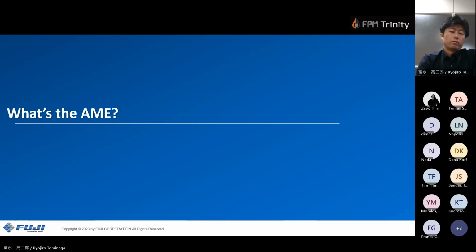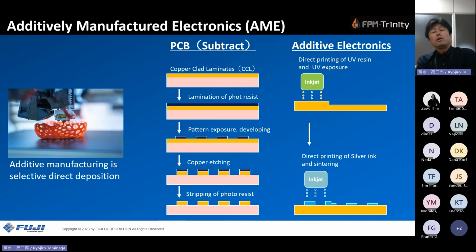Let me double check with you the definition of AME first. AME is additively manufactured electronics. As you well know, additive manufacturing is selective direct deposition. However, the current common PCB manufacturing process is the very opposite, because it mostly applies the subtractive method. In PCB manufacturing, we etch out the copper, and use drilling or laser and routing. So we have many subtractive processes in PCB manufacturing.